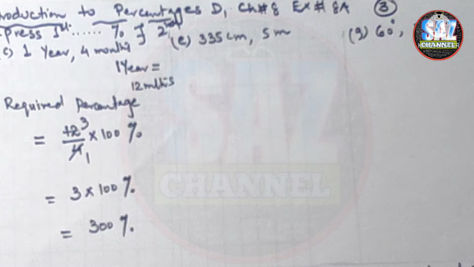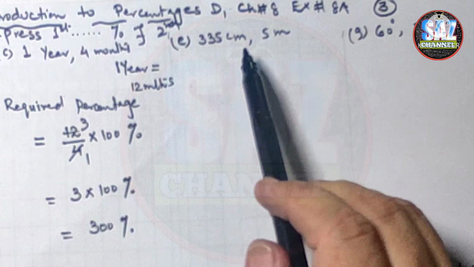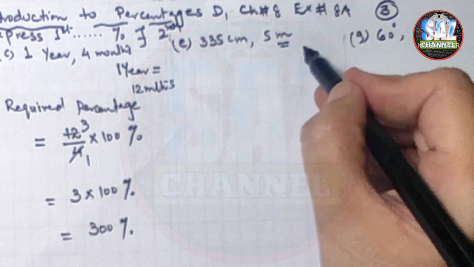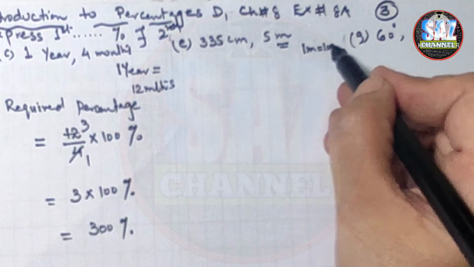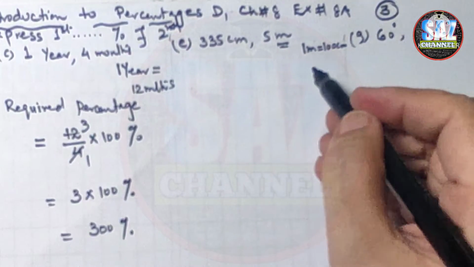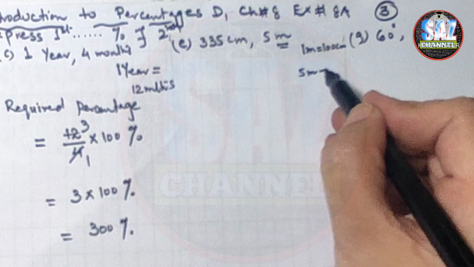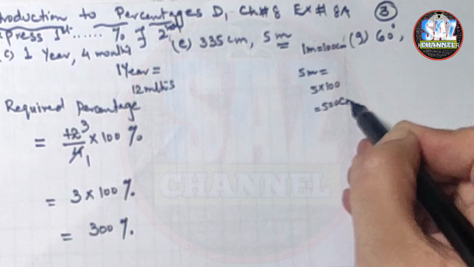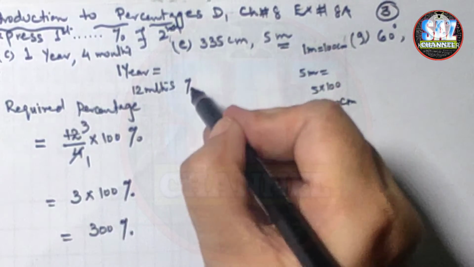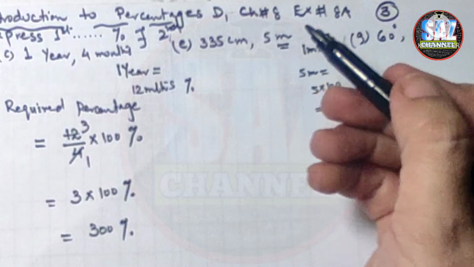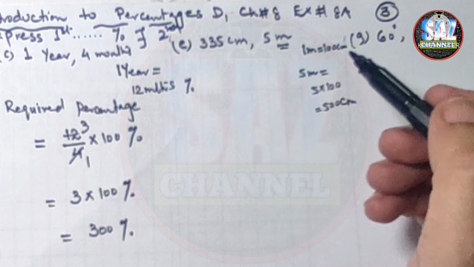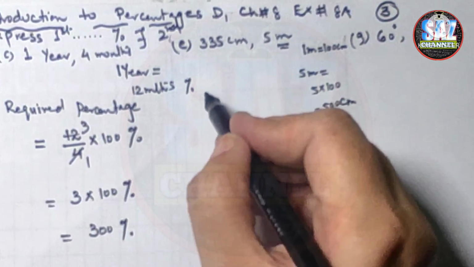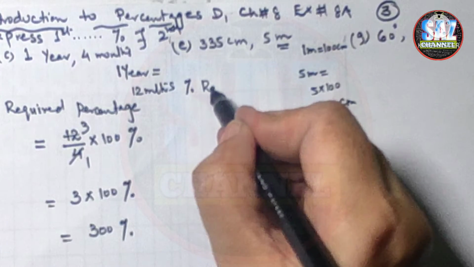Moving to the next part, that is 335 centimeters to 5 meters. Again we need to convert 5 meters to centimeters. So as 1 meter equals to what, students? 100 centimeters. So 5 meters will be equal to what? 5 times 100, which is equal to 500 centimeters. And now required percentage. You can see, students, that these questions are really small and easy. Here there are only 1 or 2 tricks that you need to know about the conversion rules and divisibility tests. Then your questions will be really easy.